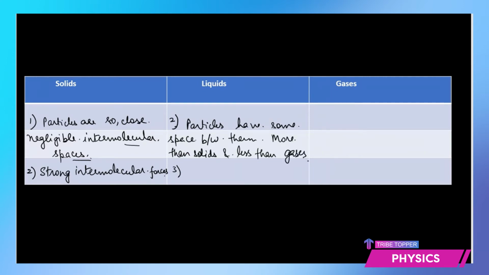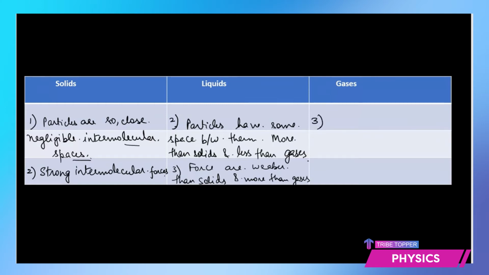And if we talk of the intermolecular forces, intermolecular forces are weaker than solids, but definitely more than gases. Because you can see that the particles are a little farther, but they are still attached to each other. So they do not leave each other and go. So they do have an intermolecular force, but it is not as strong as in solids.